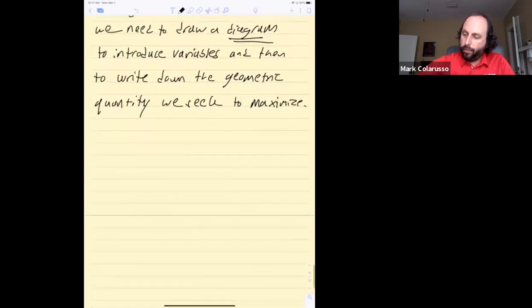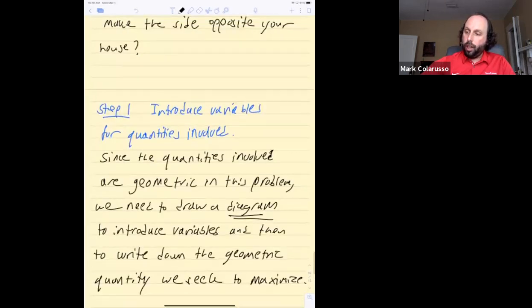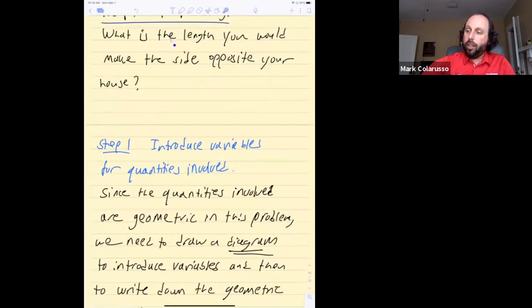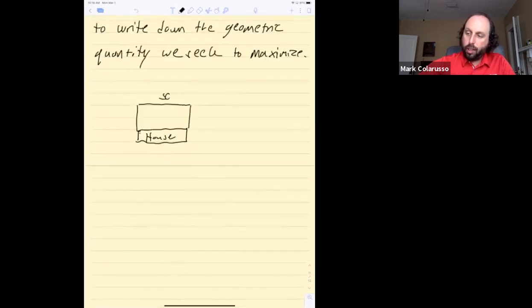Okay, so here's the diagram. Again, I'm not a good artist, but say the home is here. It's your house. The house will be this side. So one side of the rectangular area is the house. And ultimately, we want to know the length of the fence opposite the house. So I'll call this length x. It's the length of the fence opposite the house. And it's a rectangle, so these sides are both y, right?